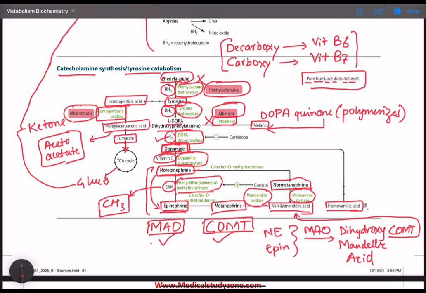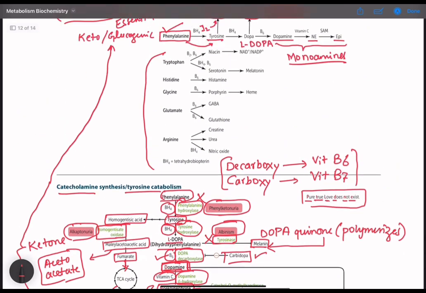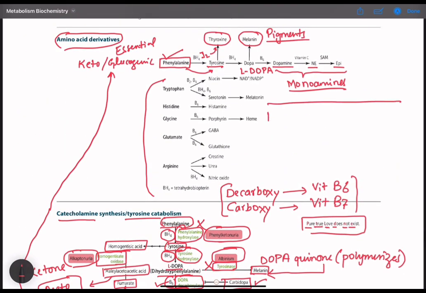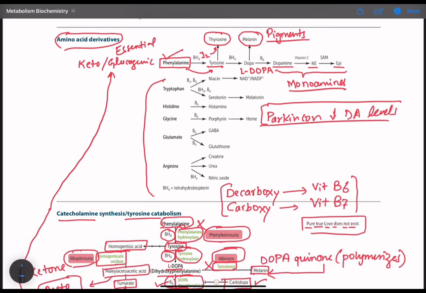Now the regulator: the inhibitor of dopa decarboxylase is carbidopa, which inhibits the conversion of dopa into dopamine. So carbidopa has several roles in our body. It is a drug given to patients with Parkinson's. In Parkinson's, patients have low dopamine levels. But the problem that we have in Parkinson's is that the patient has low dopamine levels in the brain.